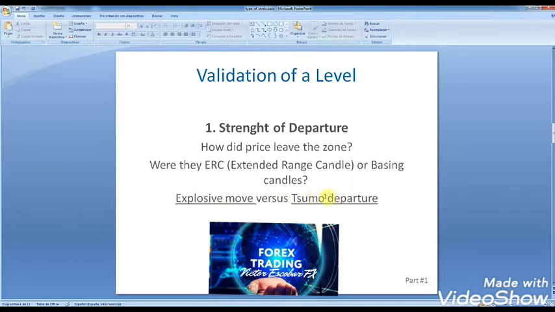There's a sumo player, the fighters in Japan. Big guys. They don't move very fast. They are strong, but they are not very fast. Were they ERC candles, extended range candles, or were they basing candles? Because the stronger the departure, the more ERC candles we have on departure, the better.